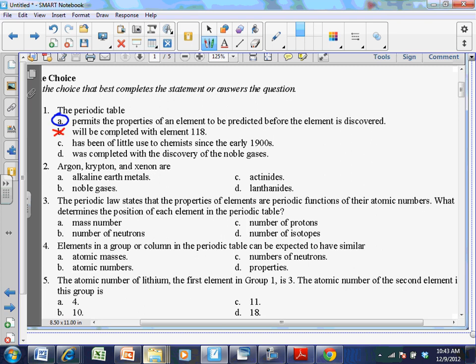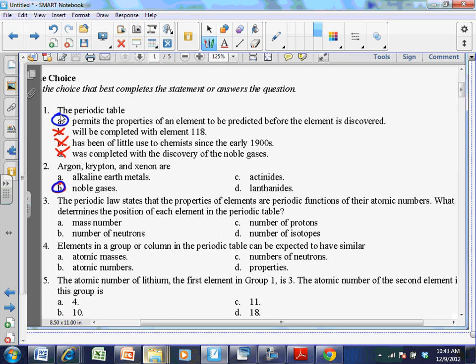Definitely not going to be completed with 118. Little use, that's not right, and was not completed. In fact, we're still synthesizing elements with nuclear reactions today. Argon, krypton, and xenon are noble gases that we asked you to know the different regions of the periodic table.